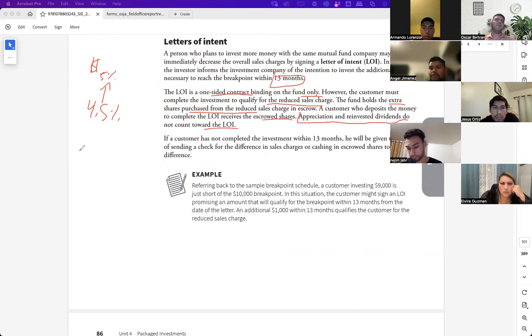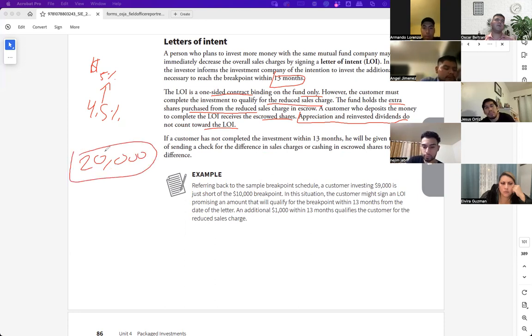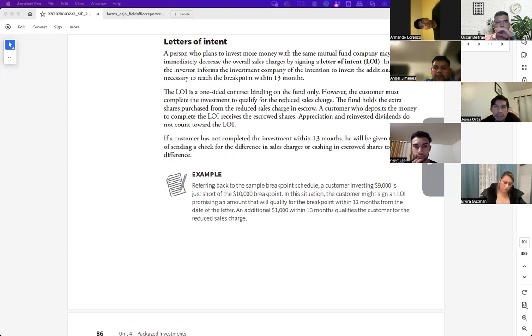Okay, so what this means is this: whatever amount that you purchase, that is what's going to count towards your letter of intent. So if you bought $20,000 of shares, this right here is what counts, what you actually purchased. So now let's clear this out. So then you would need to invest more, right? Yep, you have to invest more. Got it.